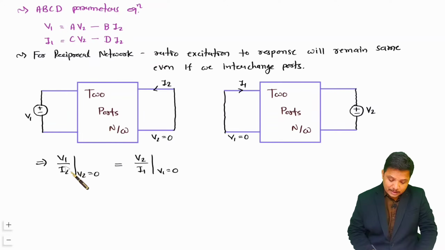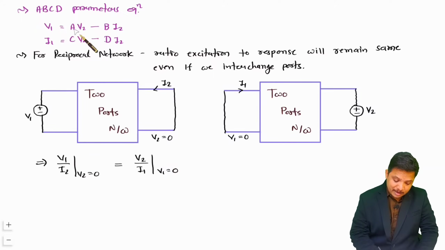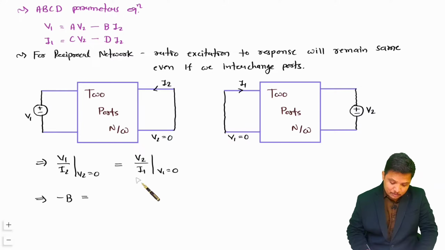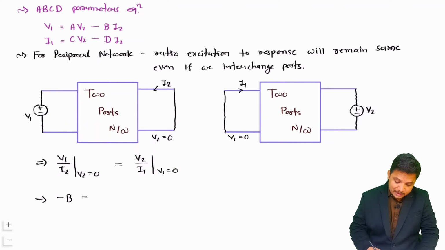Now we need to apply this with ABCD parameters. So what is V1 by I2 when V2 is 0? When V2 is 0, V1 by I2 is minus B. Let me write this. This is minus B over here, and that equals V2 by I1 when V1 is 0. When V1 is 0, V2 is B by A into I2.